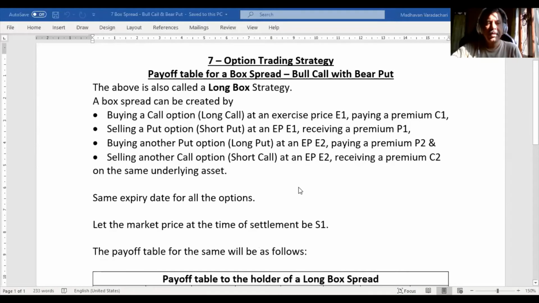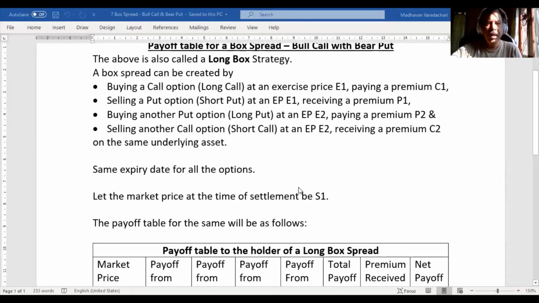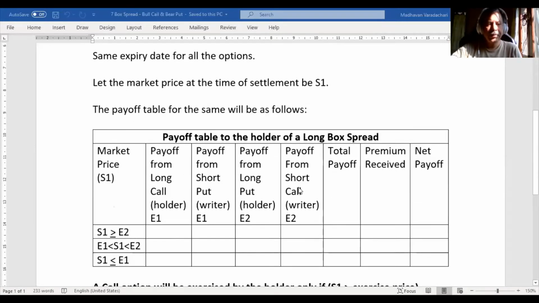Considering the market price at the time of settlement to be S1, we can create a payoff table for the holder of the long box spread like this. Market price S1 can be more than or equal to the largest exercise price, or between the least and the highest exercise price, or lesser than or equal to the least exercise price. These are the three different possibilities. Now let us see what will be the payoff.